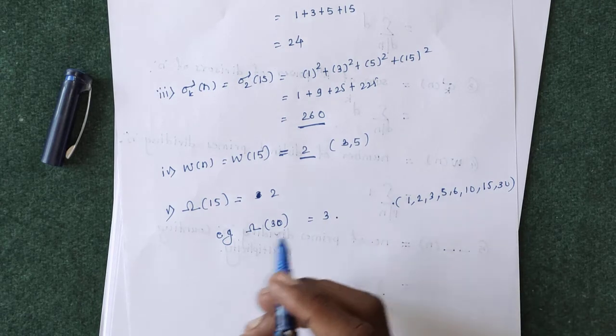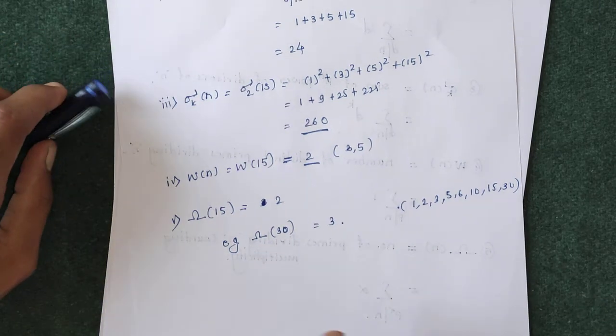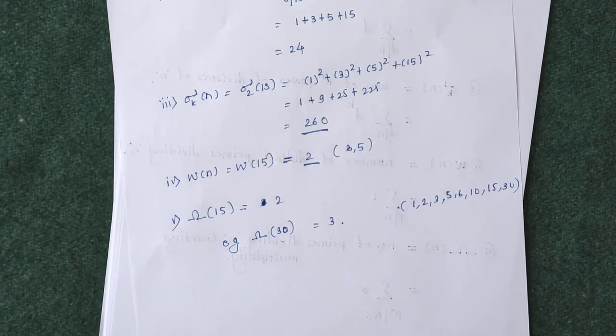So here are the definitions of some arithmetic functions. Now in the next lecture we will see the canonical form of n and some theorems on these arithmetic functions.